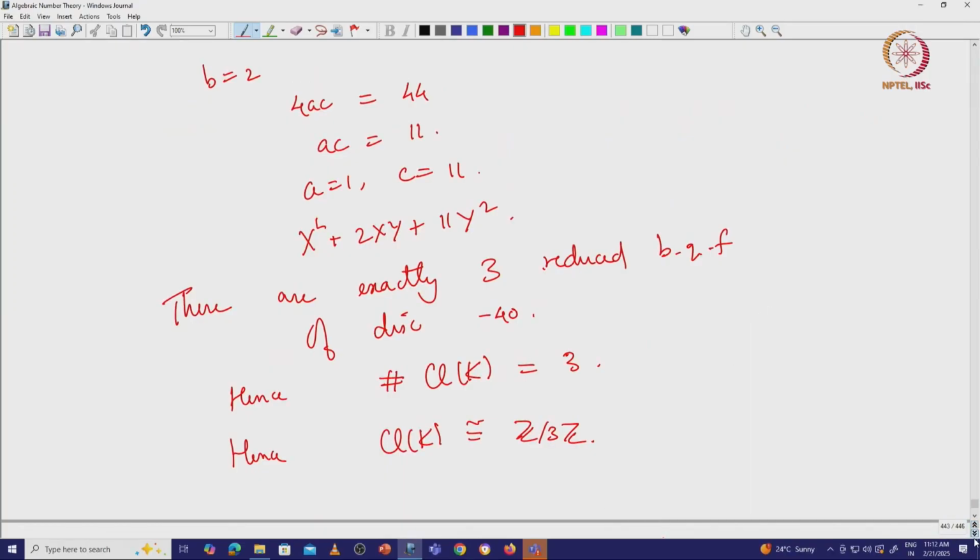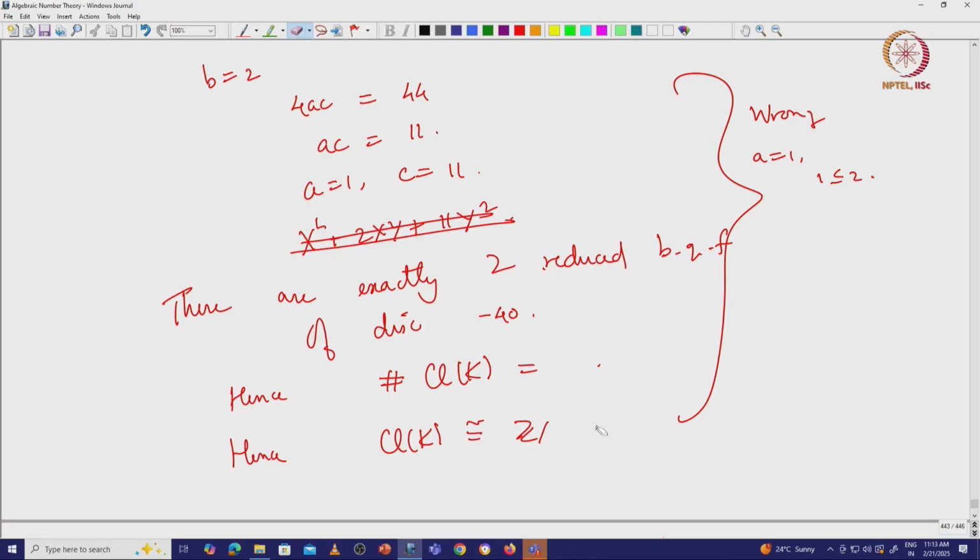Ah, sorry, this part is wrong, and the reason is that if a is 1, then 1 is less than 2, right. So this is not a reduced binary quadratic form. So there are exactly 2, and so this is in fact 2. Sorry about that. So this part is wrong.